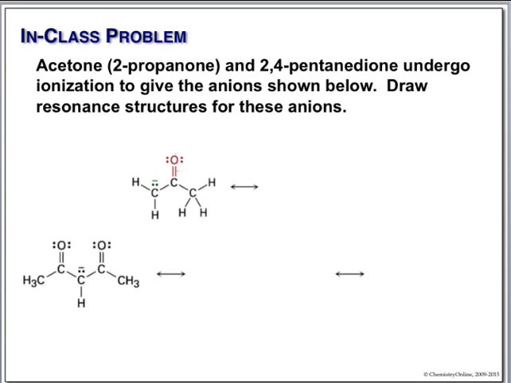What you're going to do is grab this unshared pair of electrons here on the carbon, which has a negative charge on it, and move it in to make a carbon-carbon double bond. If we did that, that puts too many bonds on this carbon, so we have to move these electrons up here. And we make what is called an enolate anion.